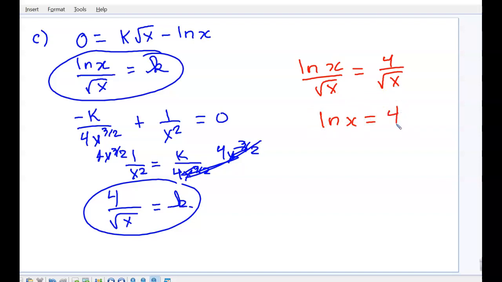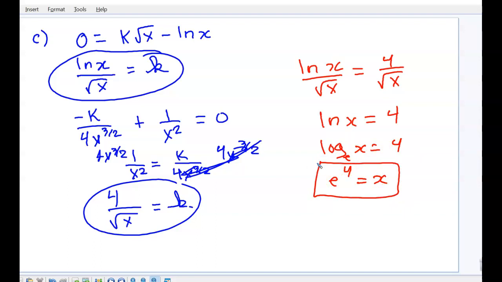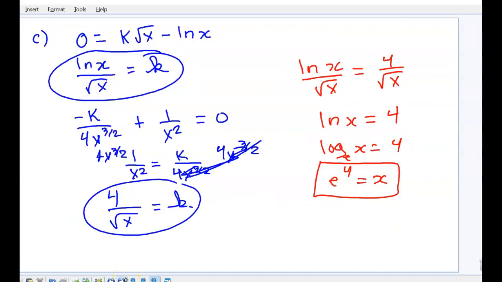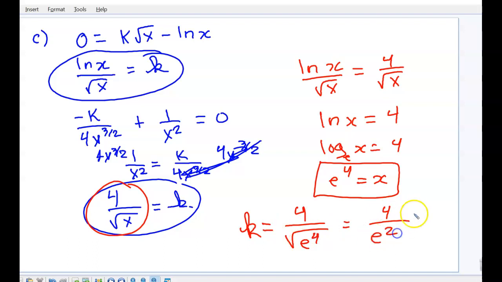And if I convert this to exponential form, remember ln x is really log base e of the number x. So converting to exponential, it's going to be e to the 4th is equal to x. So I found the value of x, but the question, notice, is saying to find the value of k. So I can just plug back into here if I want. So k is going to equal 4 over the square root of e to the 4th, which is going to be 4 over e squared.